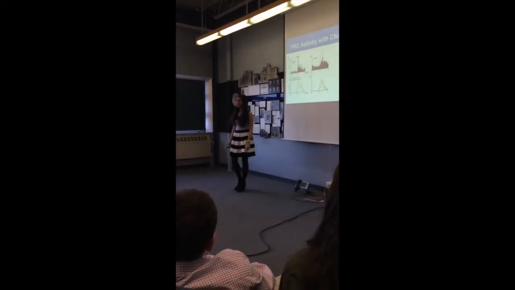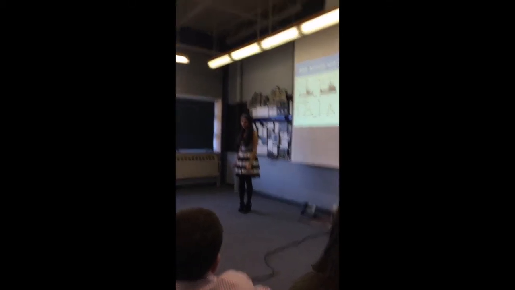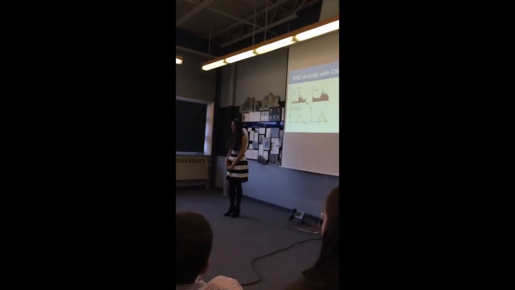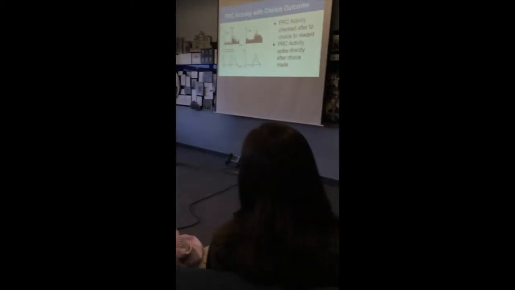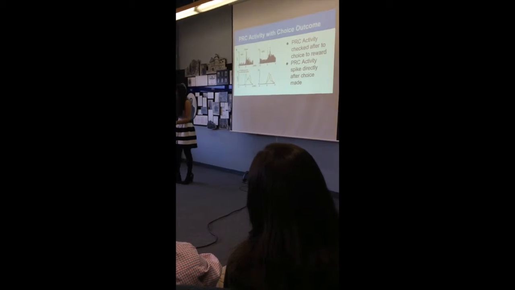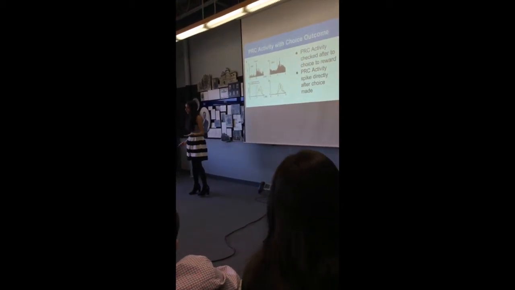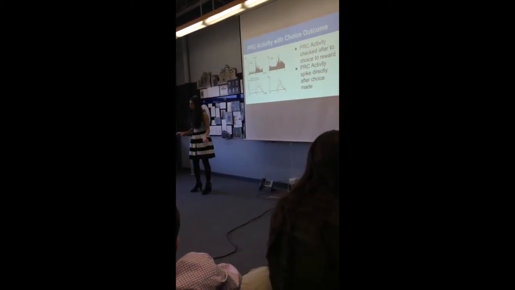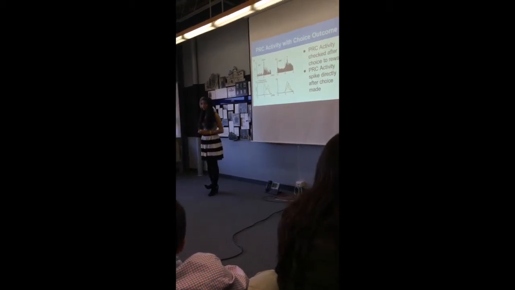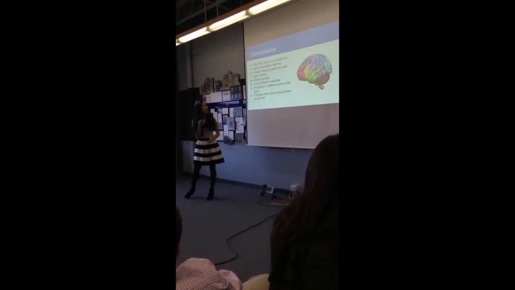So does 0 represent right when they make a choice? Yes. What's the mini green peak under them? I don't think it's significant, but I assume it's just the rewards for PRC activity. Any other questions? Okay.